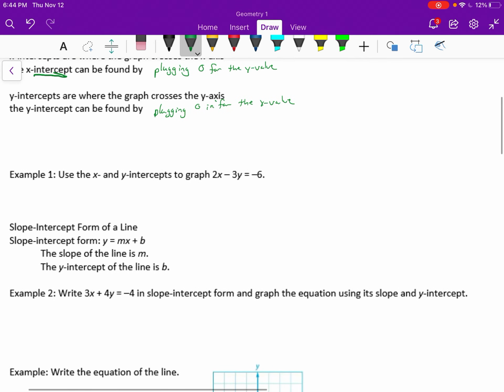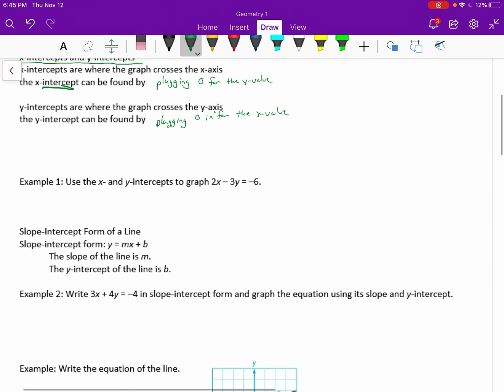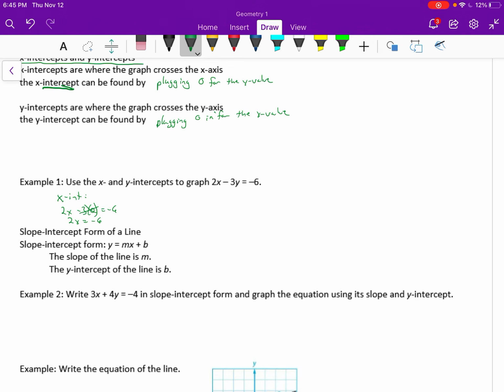So here we have example 1. Use the x and y-intercept to graph 2x minus 3y equals negative 6. Well, we can find the x-intercept by plugging in 0 for y. So it's going to be 2x minus 3 times 0 equals negative 6. Well, that's 2x equals negative 6 because this is 0. Dividing both sides by 2, we get the x-intercept of negative 3.